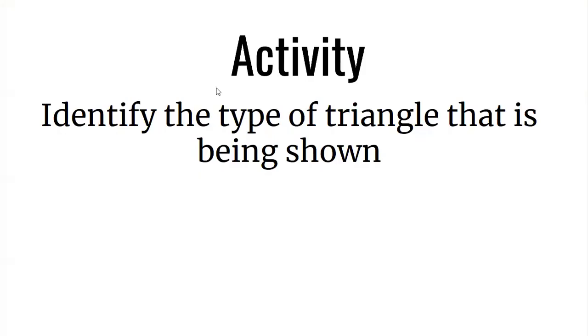Next. So we have an activity, yay. So just classify the type of triangle being shown. So when you classify a triangle, you want to classify them on the side and the angle too. So both of them at once. So here, I'll give you an example if you're confused.